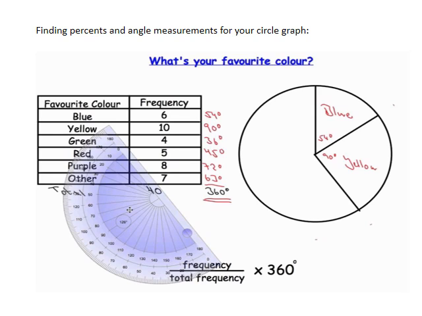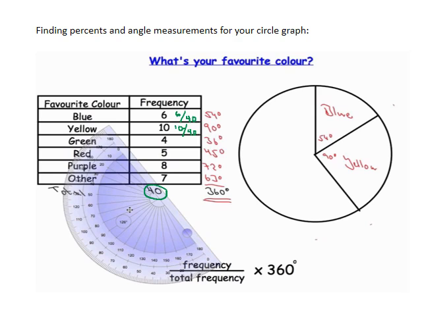Here we go. So they took a little survey and they asked a bunch of people what their favorite color was. So 6 of them said it was blue, 10 said yellow, and so on. At the end, when you add up all these responses, that means 40 people actually answered the survey. And so you can say that 6 out of 40 said blue, and 10 out of 40 said yellow, etc. You're making fractions out of these numbers based on the total that you have at the bottom.